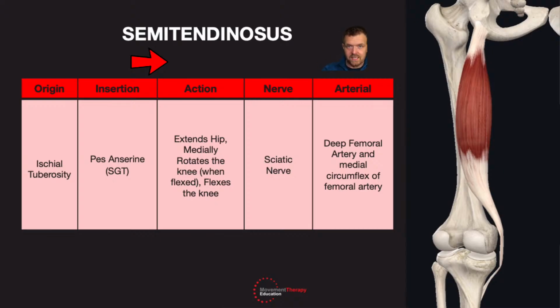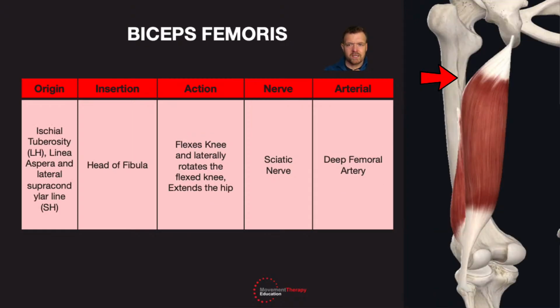Sartorius, gracilis, semitendinosus, all attaching on that point there. And then your last one of the hamstrings is your biceps femoris. Now, this is the one, like I said, that usually gets injured. So we've got two heads on this one, hence biceps. So bi is two, ceps means heads, and femoris is femur. So two-headed muscle on the femur, and this attaches down here onto the fibular head. Yeah, so on the back of the fib just there.